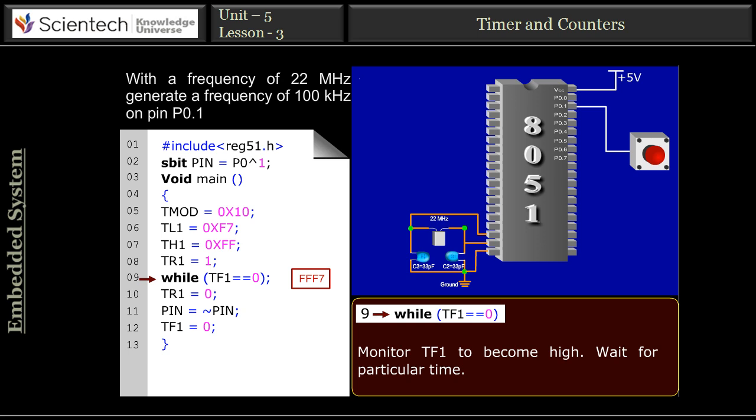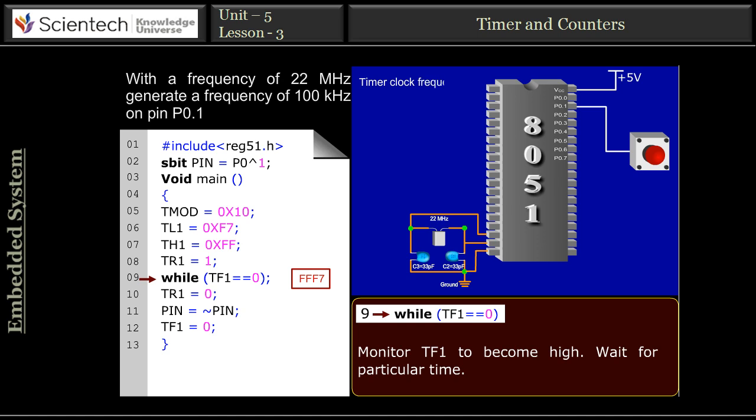Now a question arises in our mind: how to find out the value which we put in TL1 and TH1, and also how to generate a 100 kHz frequency. For this we present a simple calculation, shown in the animation.